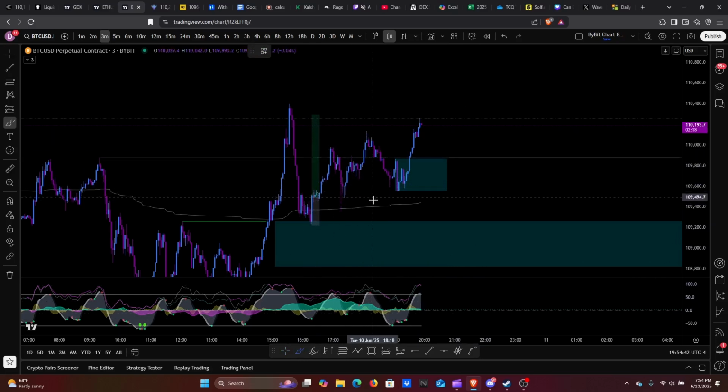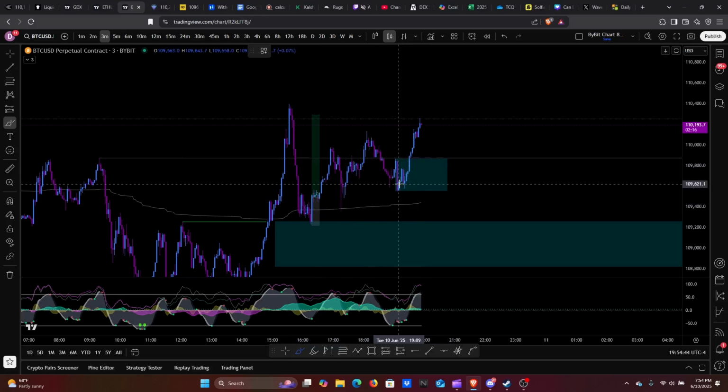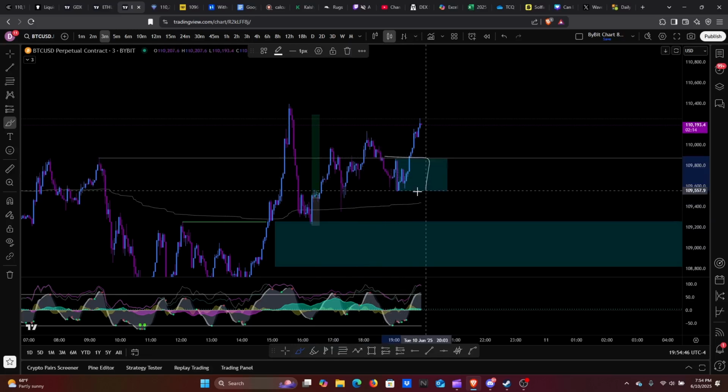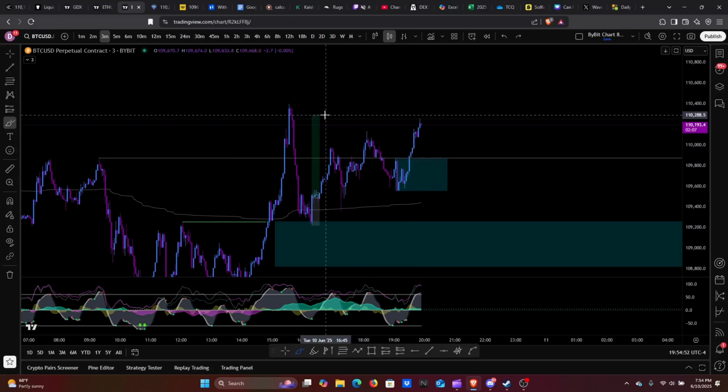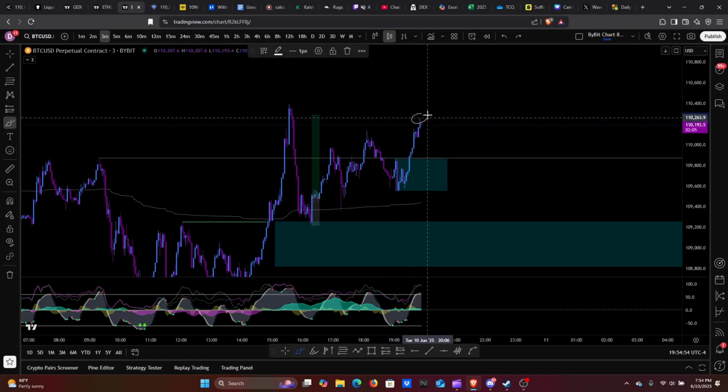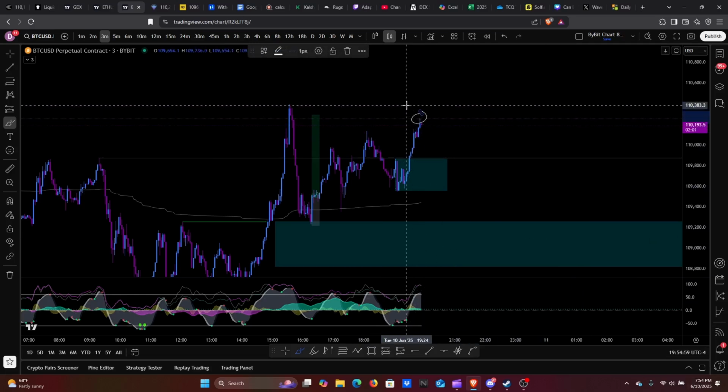I didn't take another long. I was looking for one possibly after we started ranging in here. This was looking kind of bullish, but we just kind of broke straight up to my target. I was hoping to aim for a little bit higher, but we rejected right off daily open. And it's about to be Asia session, so things can get kind of sketchy around Asia.